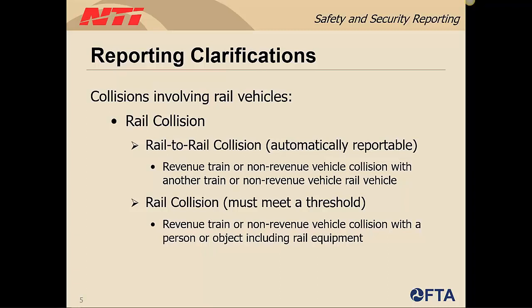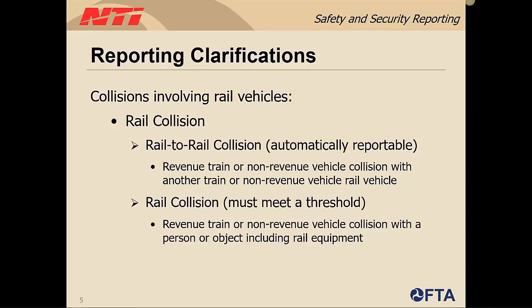Rail vehicle collisions. A collision between two rail vehicles has been automatically reportable since 2015. For a brief period of time, we collected maintenance vehicle collisions where a revenue vehicle was not involved as a non-transit collision. So this clarification is really about how we collect the data, not a threshold change. So before we actually talk about how to collect the data, let's review the guidance. A collision between a revenue train and another revenue train, a revenue train and a maintenance vehicle, or a collision between two maintenance vehicles are automatically reportable. It meets the rail-to-rail collision threshold.